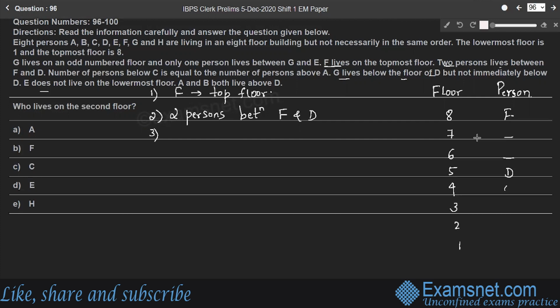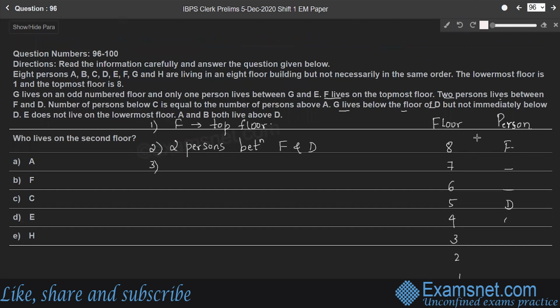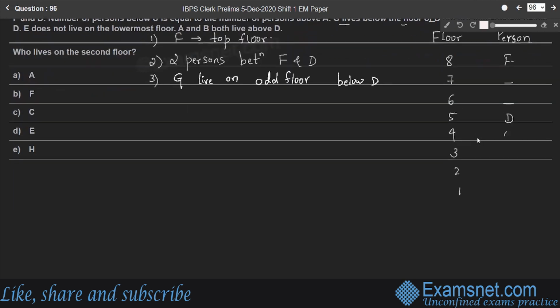And E does not live on the lowermost floor. So E cannot live on the first floor. Also it is given that one person lives between G and E, and G lives on an odd numbered floor. So this is important. G lives on odd numbered floor, and that is below D. Below D, there are 2 odd floors. One is 3rd floor, another is 1st floor.